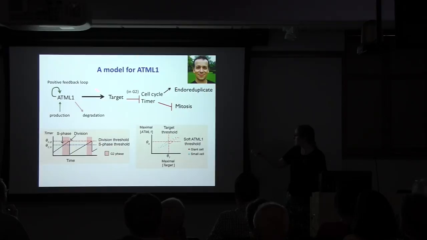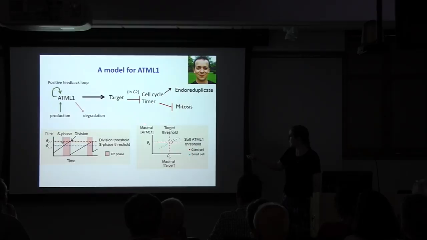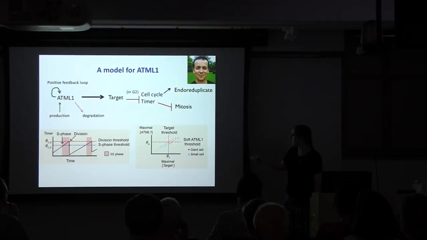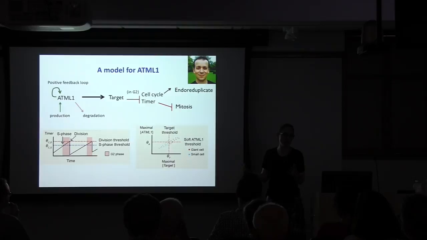So sometimes ATML1 will cross. So we've got ATML1 concentration and target. If ATML1 crosses its threshold, but the target does not, then the cell is going to divide. Whereas if the target crosses the threshold, but ATML1 does not, then the cell is going to endoreduplicate. So that might explain this 82% predictivity we've got. We've got a soft threshold here.